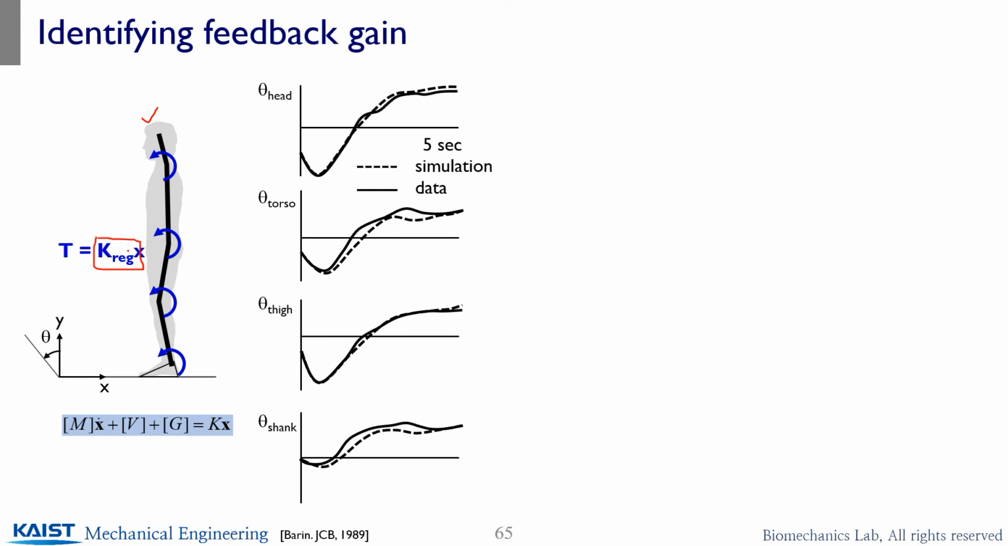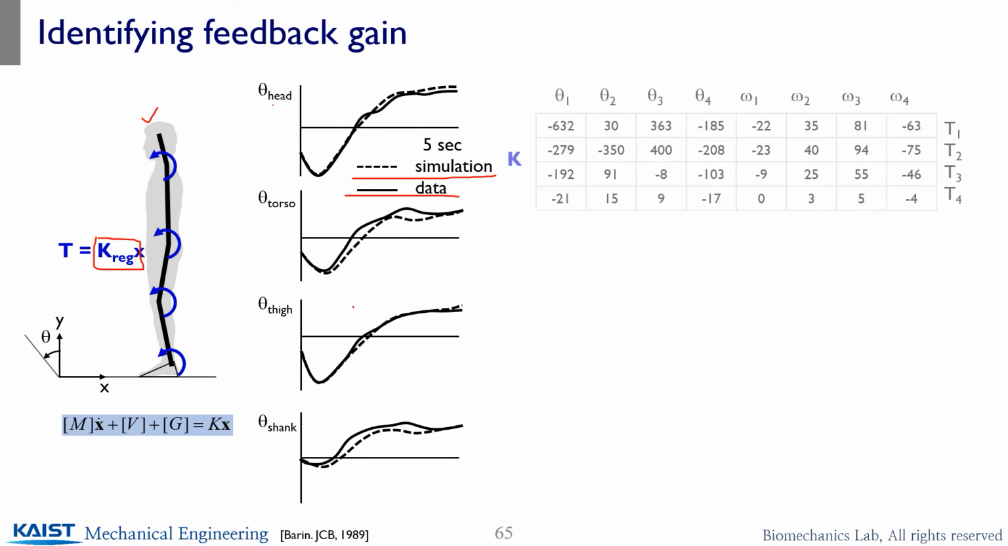With the linear regression gain K data, you can also simulate it, and then look at the response from the data, depicted as solid lines, and the simulation, which is the dashed line. And then you can see it pretty well represents, right? The head, torso, or the 4 segment joint angles look very well described by the simulation.